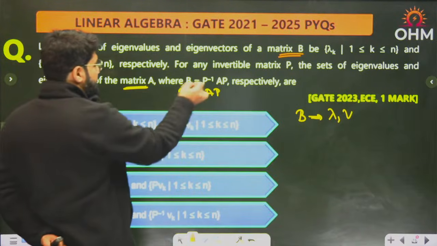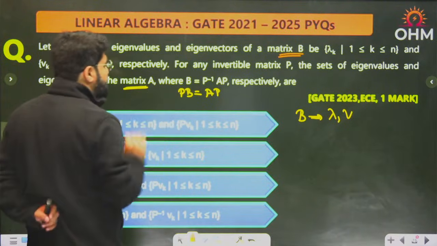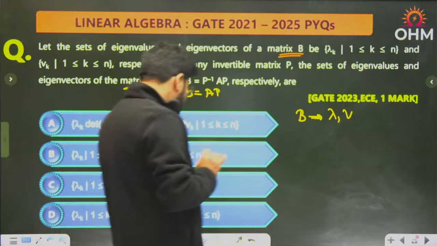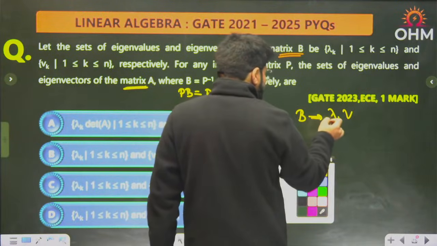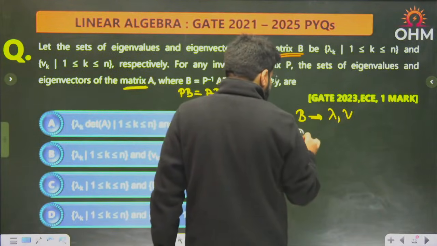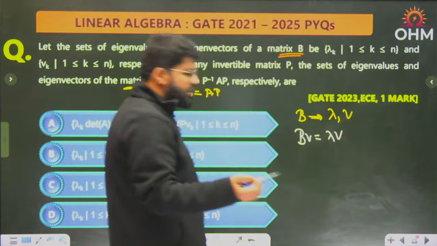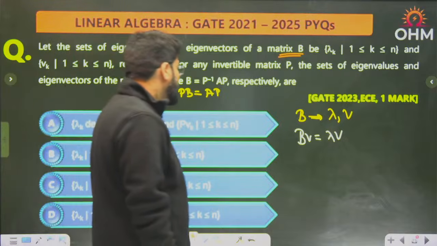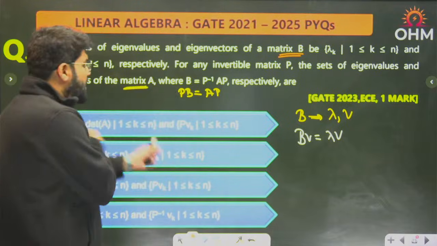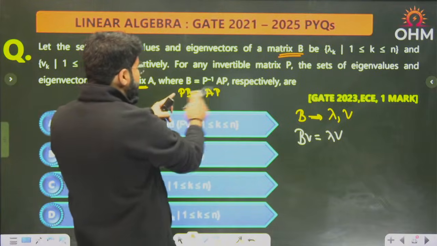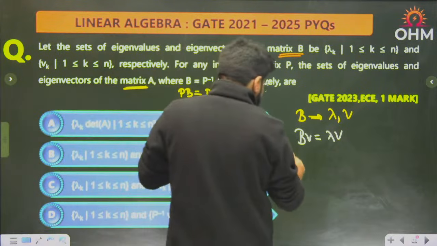Multiplied here by P, this P inverse will cancel, only AP will be left. Now when you are telling B has eigenvalue lambda and eigenvector V, what should be the relation? BV equal to lambda V, like the AX equal to lambda X relation. Now what to do, dear? Multiply both the sides by P.